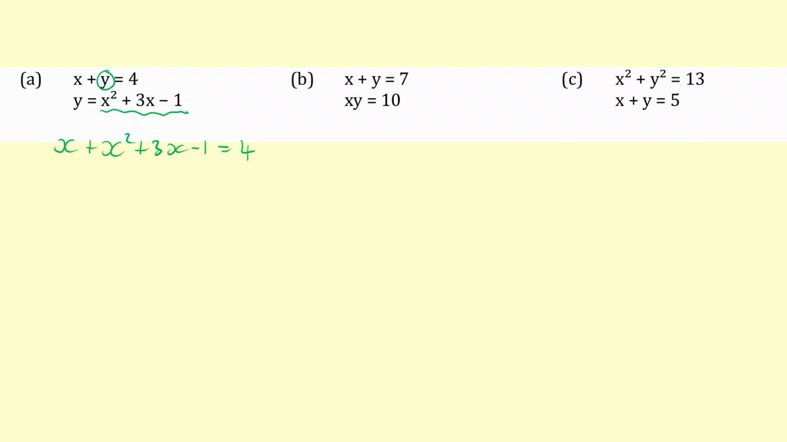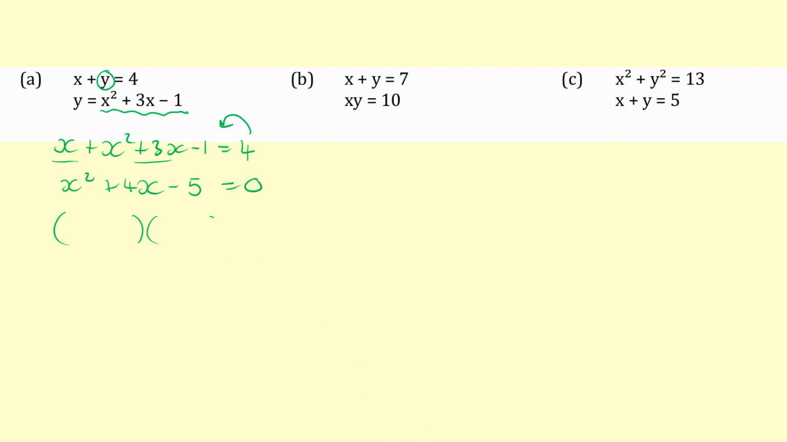Tidy up the left-hand side. So we have x squared, we've got an x and a 3x there, which make 4x. We've got a minus 1, I'm going to get everything to the left-hand side, minus 1, minus 4, that makes our minus 5, and equal that to 0. Now, this is quite a nice one. There's no coefficient of x squared, so let's see if we can factorise it.